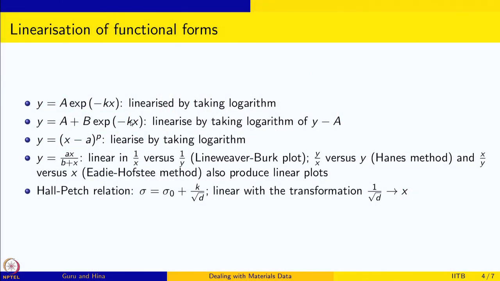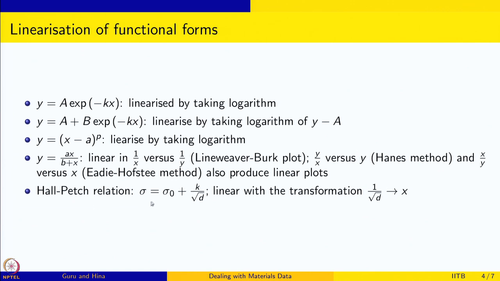For example, if it is exponential, you can take the logarithm, and if it is exponential of the form A plus B exponential, then you can take Y minus A and then take the logarithm, and that will again make it linear. And if it is a power law, we saw one example that by taking the logarithm you can make it a straight line. But there are also cases, for example, if y is ax by b plus x, you can take 1 by x versus 1 by y, and that will be linear; that is known as the Lineweaver-Burk plot. You can also plot y by x versus y or x by y versus x, and they also produce linear plots. The idea behind this is to just see that there is a linear relationship. After that you can actually do the analysis and find the parameters for the linear fit.